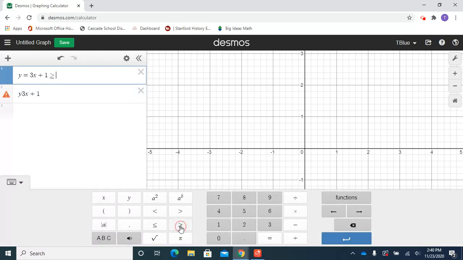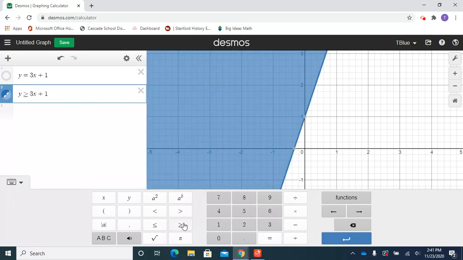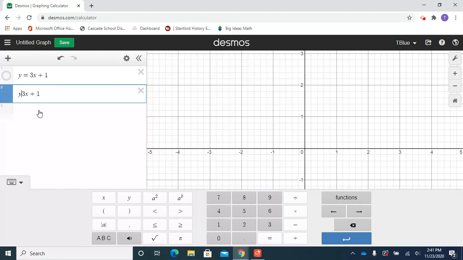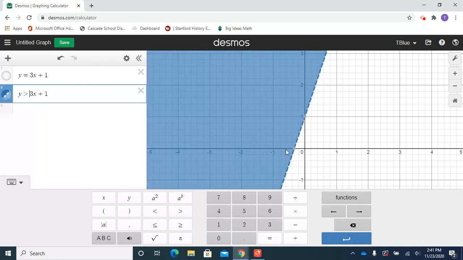Y is greater than or equal to, oops, that's not where I want it. Y is greater than or equal to, then I get this solid line. So there you see the solid line. If I change that to greater than, it's a dashed line.